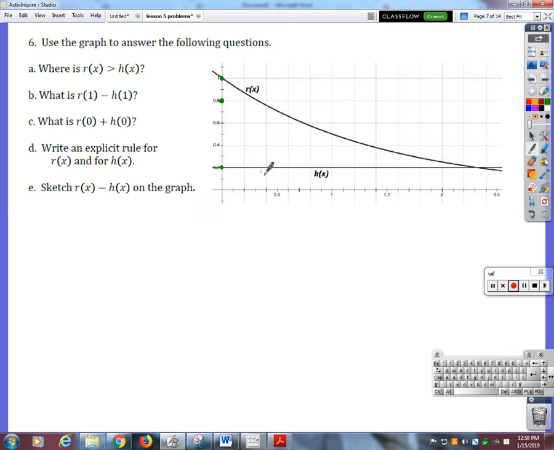Then I'm going to go over to, yeah, we did do that. Then I'm going to go over to 1. What is this y coordinate? 0.5. Well played, sir. What is this y coordinate? 0.2. And 0.5 minus 0.2 is, so I'm going to put a dot in there at 0.3.